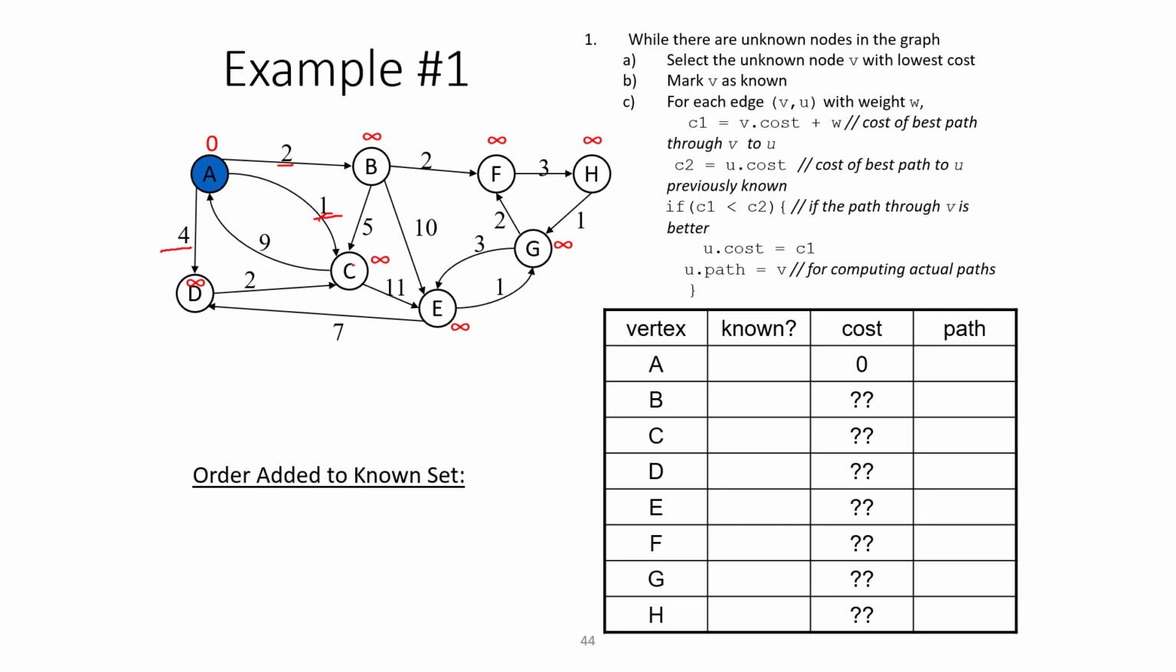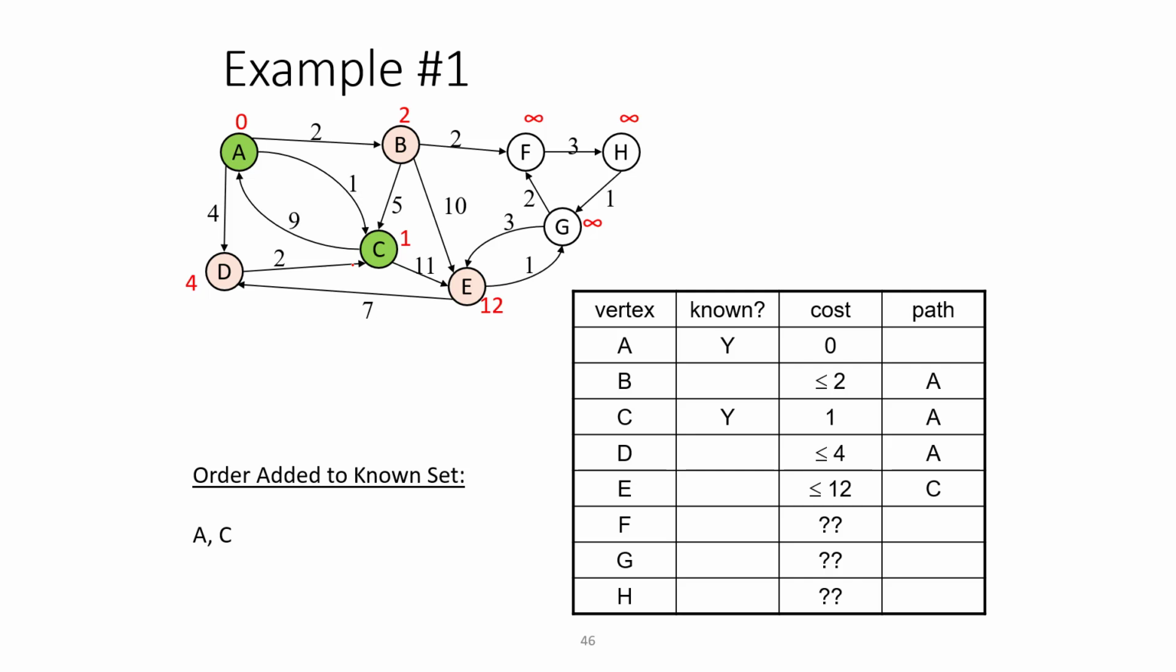So C should be the next known vertex, and here we can see C is the next vertex, and now we have the cost associated with reaching C, which is 1, and the cost associated with reaching A, which is 0. For the rest, the costs we are not yet sure. From A we can reach B, and we can also reach D, so these are the possible costs, and if we get something less than that, then we are going to update those costs. Okay, so the order of known vertices is first A, then C.